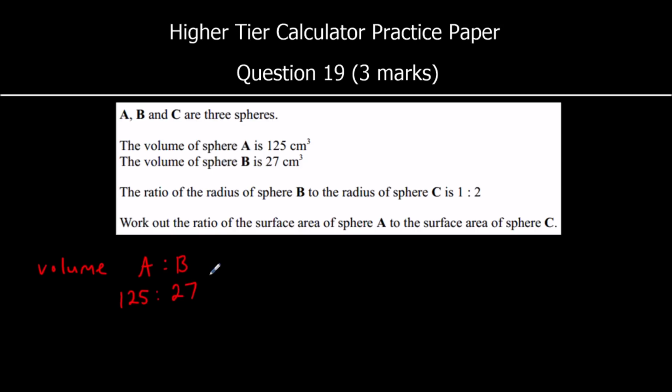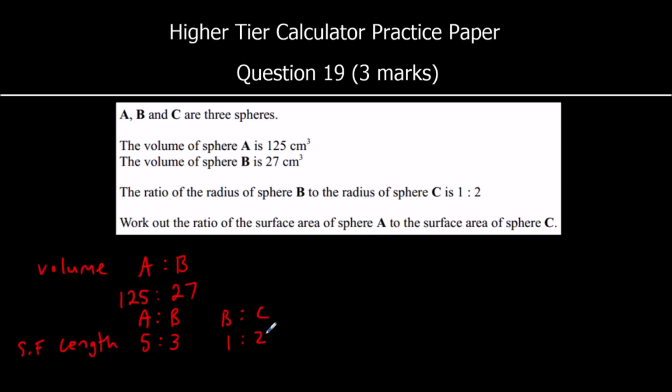The scale factor for volume is the scale factor for length cubed. So we can find the scale factor for length by cube rooting. So the scale factor for length, cube root 125 is 5, cube root 27 is 3. So the ratio of the radius of A to B is 5 to 3. And that's A to B, and then B to C is 1 to 2.